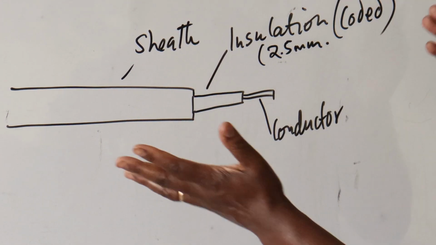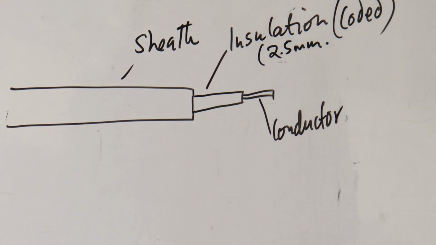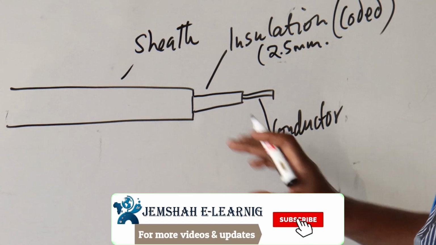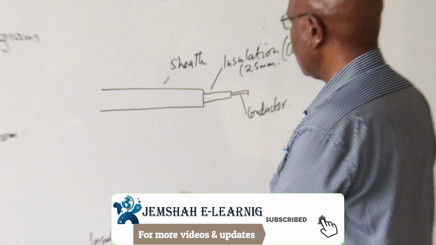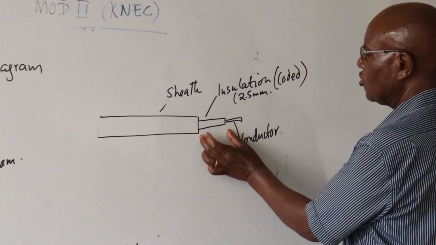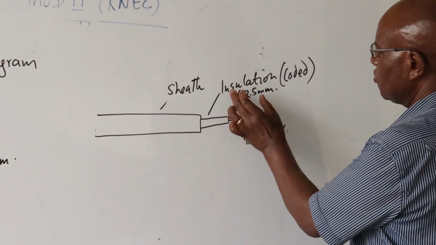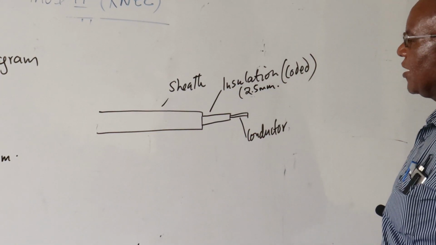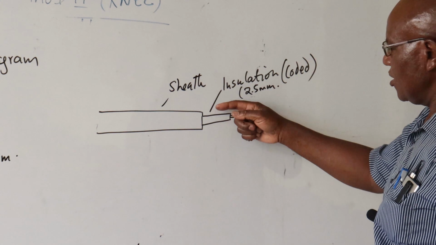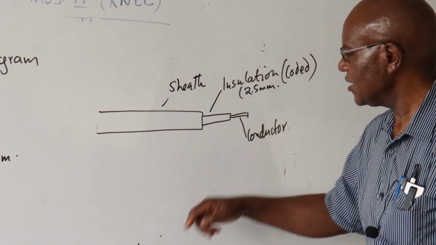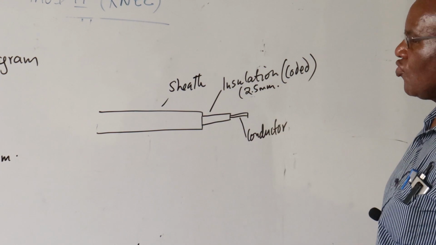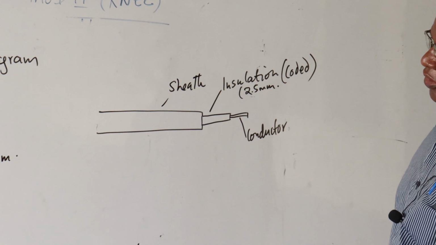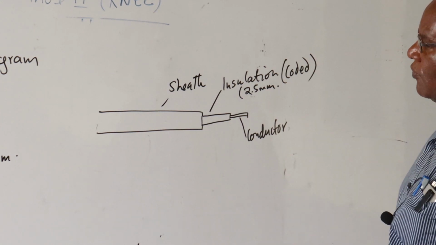Much of the sheath is gray or black. So in case the cable is sheathed, surface wiring, then you need to have about 2.5 mm to expose the insulation, which is the one which is coded, and then your conductor. And in case you are using the wrong cable, this is where you put in your tag to indicate the coding. So that is a small example.